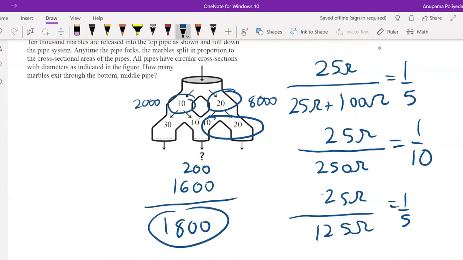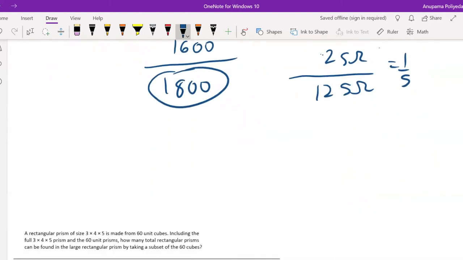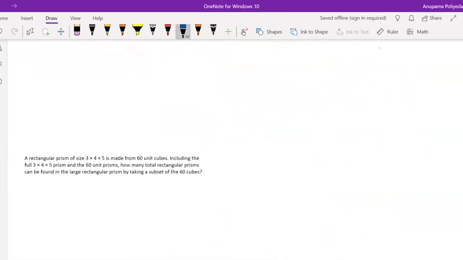Because we can use the cross-sectional areas and go through the pipe until we find out the number that goes through the bottom middle. And when we go from the left side and the right side, that adds up to 1,800. So does anyone have any questions? No. No questions. All right, so what is everyone's answer for 26?